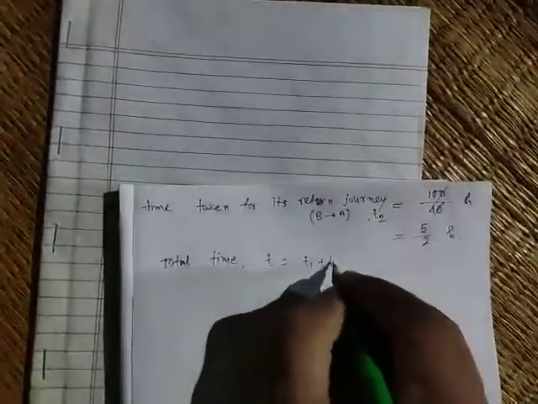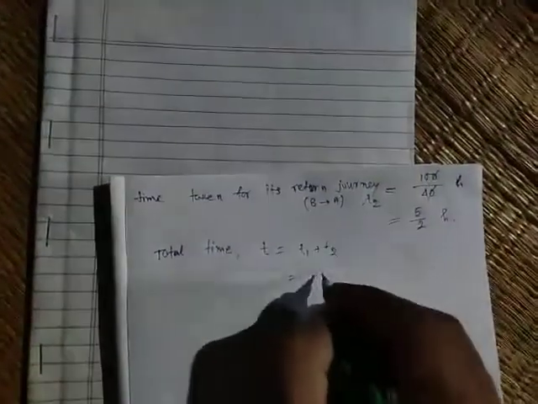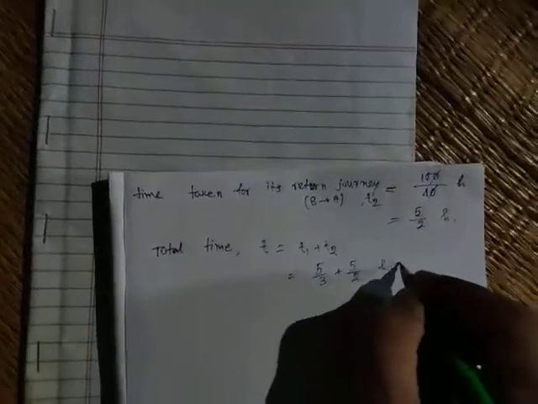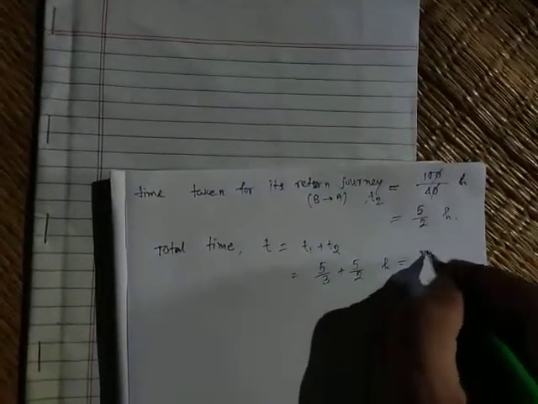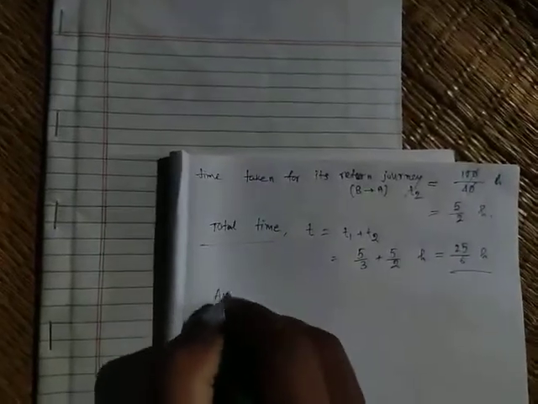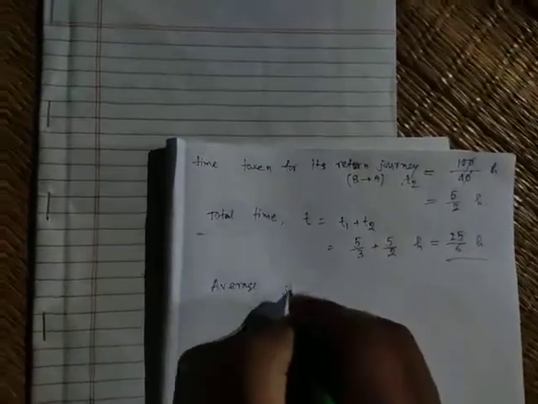Okay. So here what is the total time? That's why I have told the word total is very important here. Total time T is equal to T1 plus T2. Okay students. So 5 upon 3 plus 5 upon 2 hours. If you add, you will get 25 upon 6 hour. Clear? So see, here I have got the total distance, that is 200, and I have got the total time, that is 25 upon 6. Then I can calculate the average speed easily.